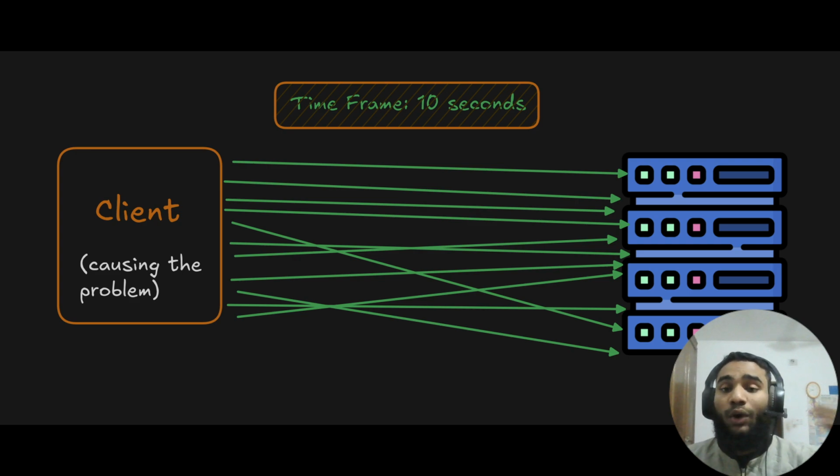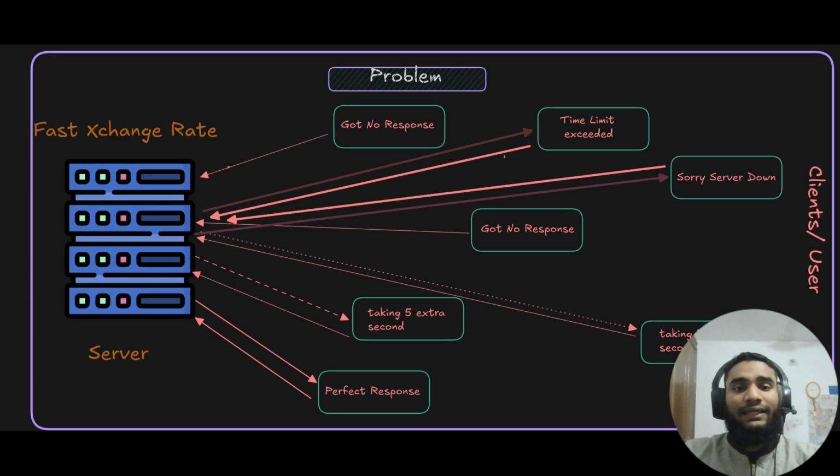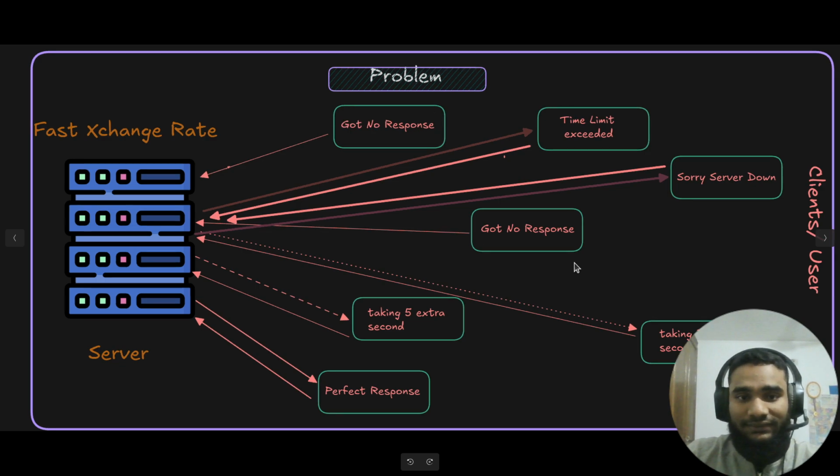So what will happen then? It has limited resources, right? So what will happen in that scenario? Let's say these square boxes are the clients, and they are sending requests to the server of a fast exchange rate service, right? Look, this one sent a request and got a perfect response. Probably this one is the one who is causing the problem.